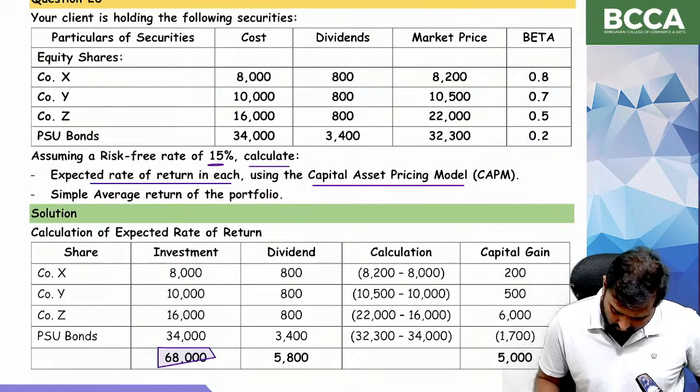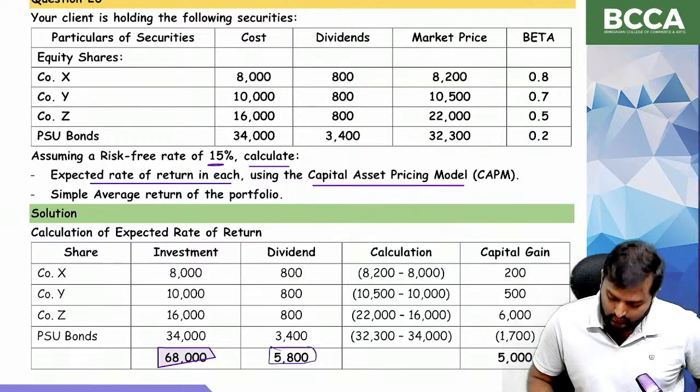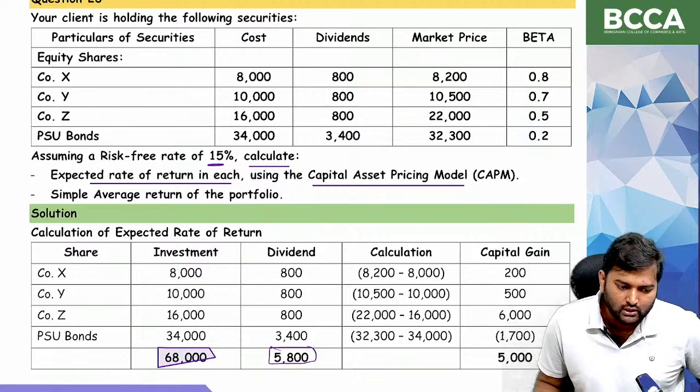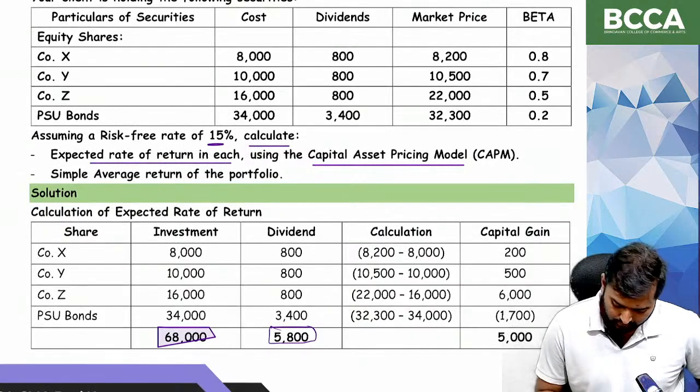So what is the total investment? 68,000. Dividend 5,800. So here, instead of calculating capital gain, you can find out the market price. What is the market price?